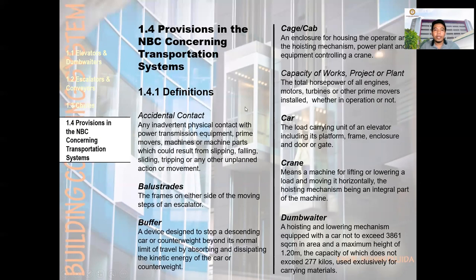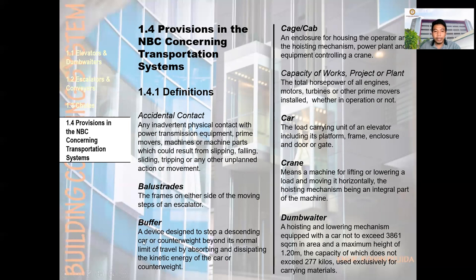Okay, next we have the provisions in the National Building Code concerning the transportation system. This is based on the National Building Code. This is the definition of terms used in the code. First we have accidental contact: any inadvertent physical contact with power transmission equipment, prime movers, machines, or machine parts which could result from slipping, falling, sliding, tripping, or any other unplanned action or movement. Next, we have the balustrade. This is the frame on either side of the moving step of an escalator.